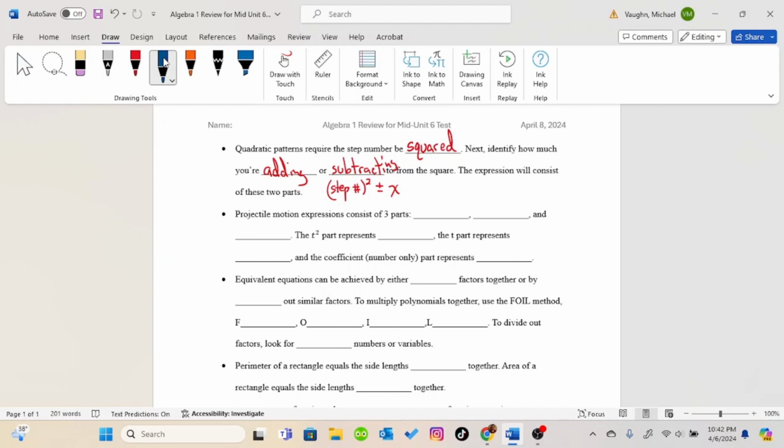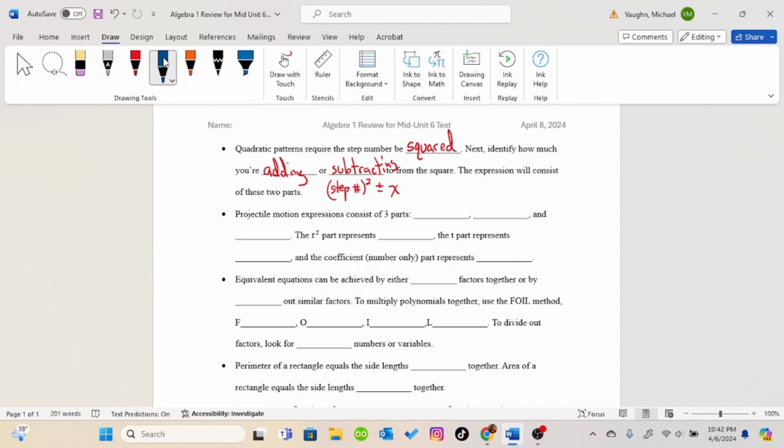Number 2, projectile motion. This could be something being thrown, something hit, a rocket blasting off, a cannonball being shot, a bullet being shot, anything that has an up and down and forward motion.